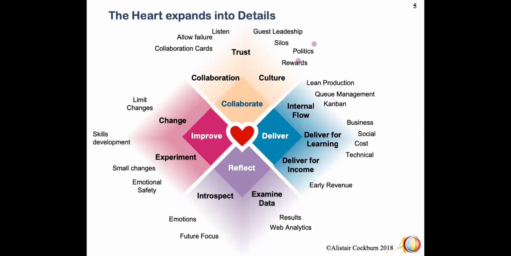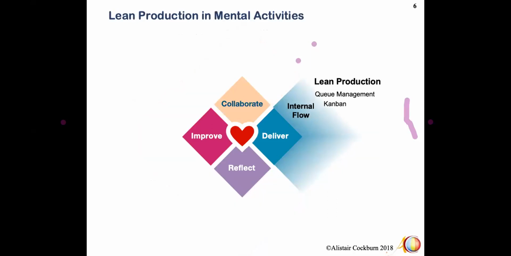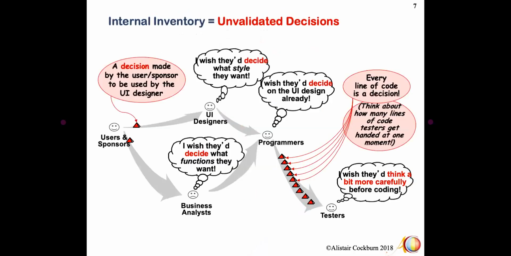And I'll jump into a couple of things around trust, and I'll show you collaboration cards and so on. So I'll just step through some of the elements of this, and I'm going to jump into the deliver just to show these three elements: internal flow, delivery for learning, and delivery for income. So the first one is quite interesting. It's straight off borrowing off of the Toyota production system, the manufacturing of cars.